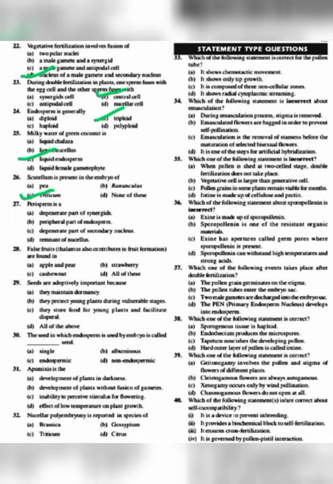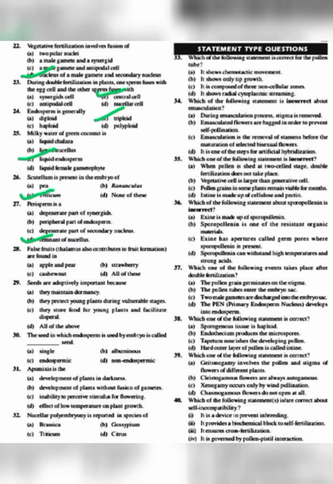27. Perisperm is A. Degenerate part of synergids, B. peripheral part of endosperm, C. degenerate part of secondary nucleus, D. remnant of nucellus. So 27, what is coming? In most of the angiosperms, the entire nucellus is utilized by the developing embryo sac, but in some angiosperms, some part of the nucellus remains inside the ovules. That part of the nucellus present inside the seed in the form of a thin layer is known as perisperm. So 27, it is coming as D.